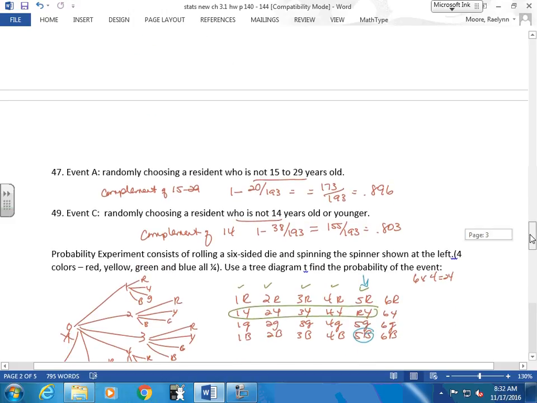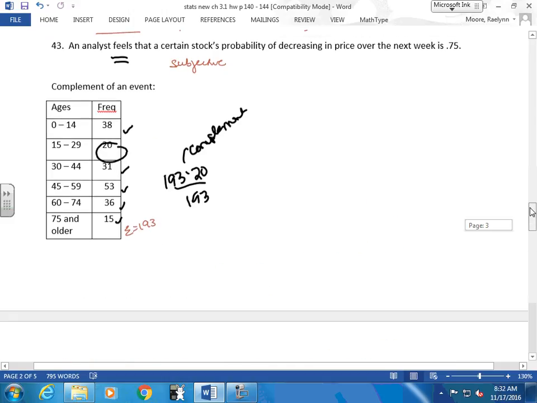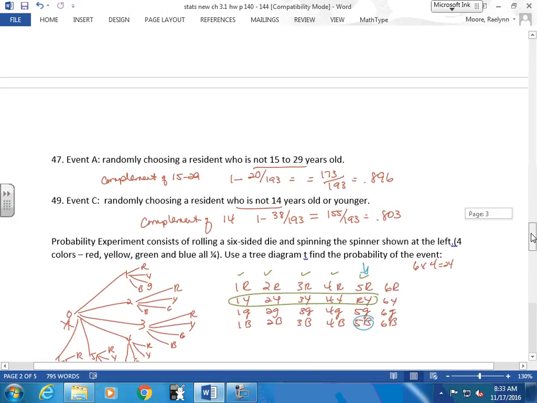Randomly choosing a resident who is not 14 years old or younger. 14 years old or younger, there's only one case like that. So again, if you wanted to add those all up, that's fine. If you wanted to take this, use the complement case, subtract it from 193. When you subtract it from 193, you get 155 over 193. The complement case is a nice one to use if you're only looking for one thing out of a whole bunch, even two things.